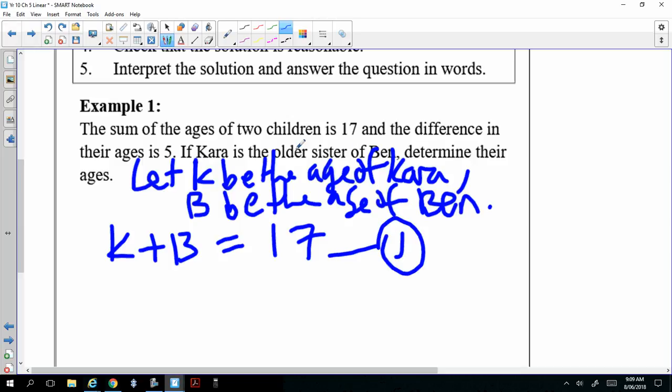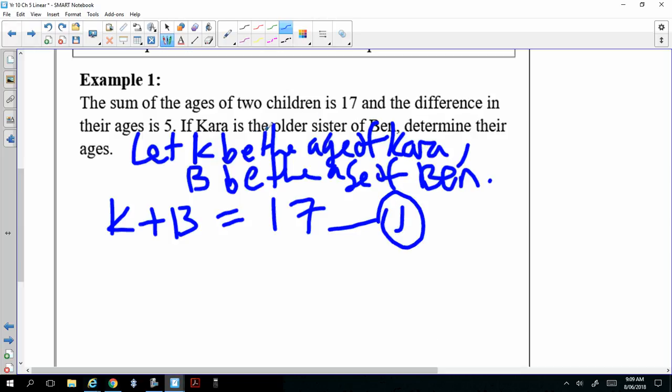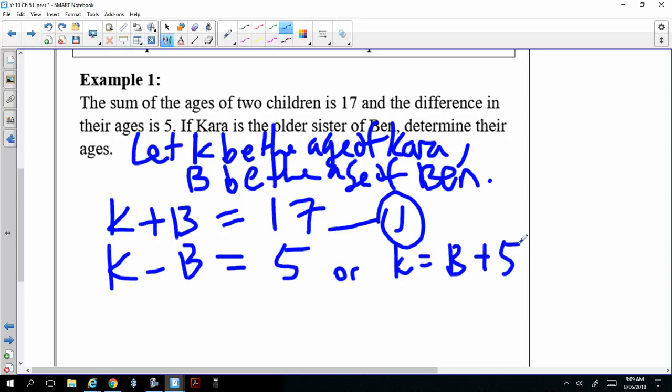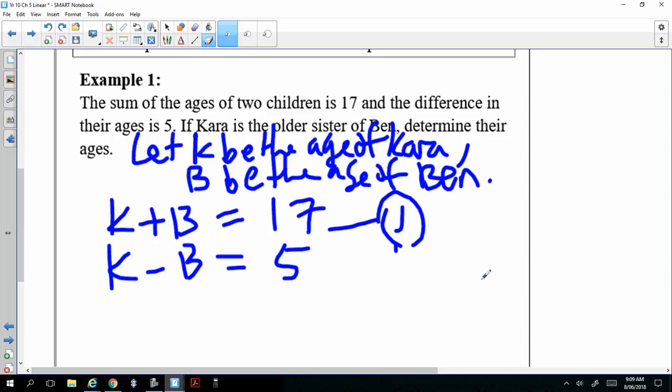That's equation number 1. And the next one: Kara is the older sister of Ben, and the difference between the ages is 5. So you do K minus B equals 5. Or you can write K equals Ben's age plus 5. They are both fine, but if you write it that way, that means you use a different method to solve. Okay, so now we're going to solve the equations, which you know how to do because they are quite easy to solve.